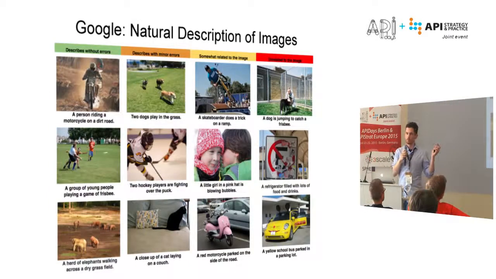Or this one. Anyone have seen that example before? This is also quite interesting. It's from Google. What you can see here is a couple of images. And then you can see how a machine that was trained with a lot of data on images and on descriptions and labels of these images would label these images. So for example, here, a person riding a motorcycle on a dirt road, right?